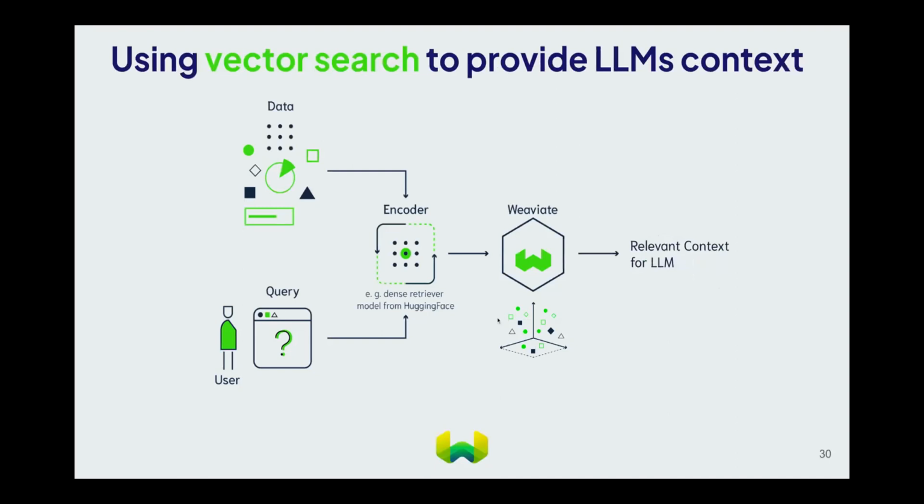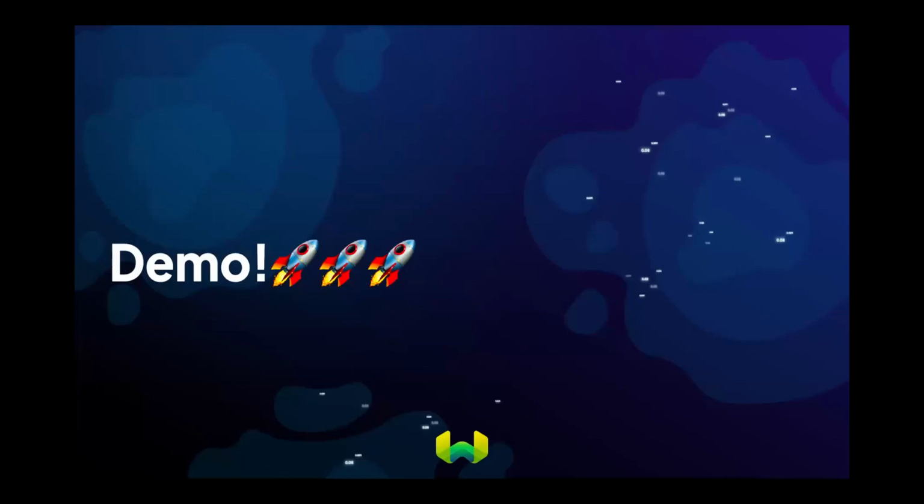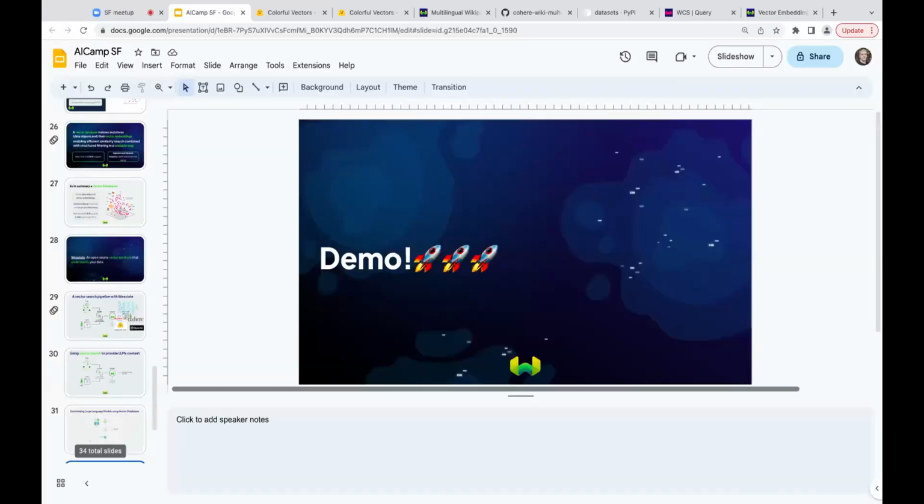So the central element here is Weaviate, which creates this vector space and filters the documents, giving them as context for an LLM. And this is where Weaviate comes into the picture. So you have the documents. They go through Weaviate. It filters them. Then the prompt would get those filtered documents, and it will return the customized response based on your particular data set. So let's try a demo. Let's hope that works a bit better than the vector space.